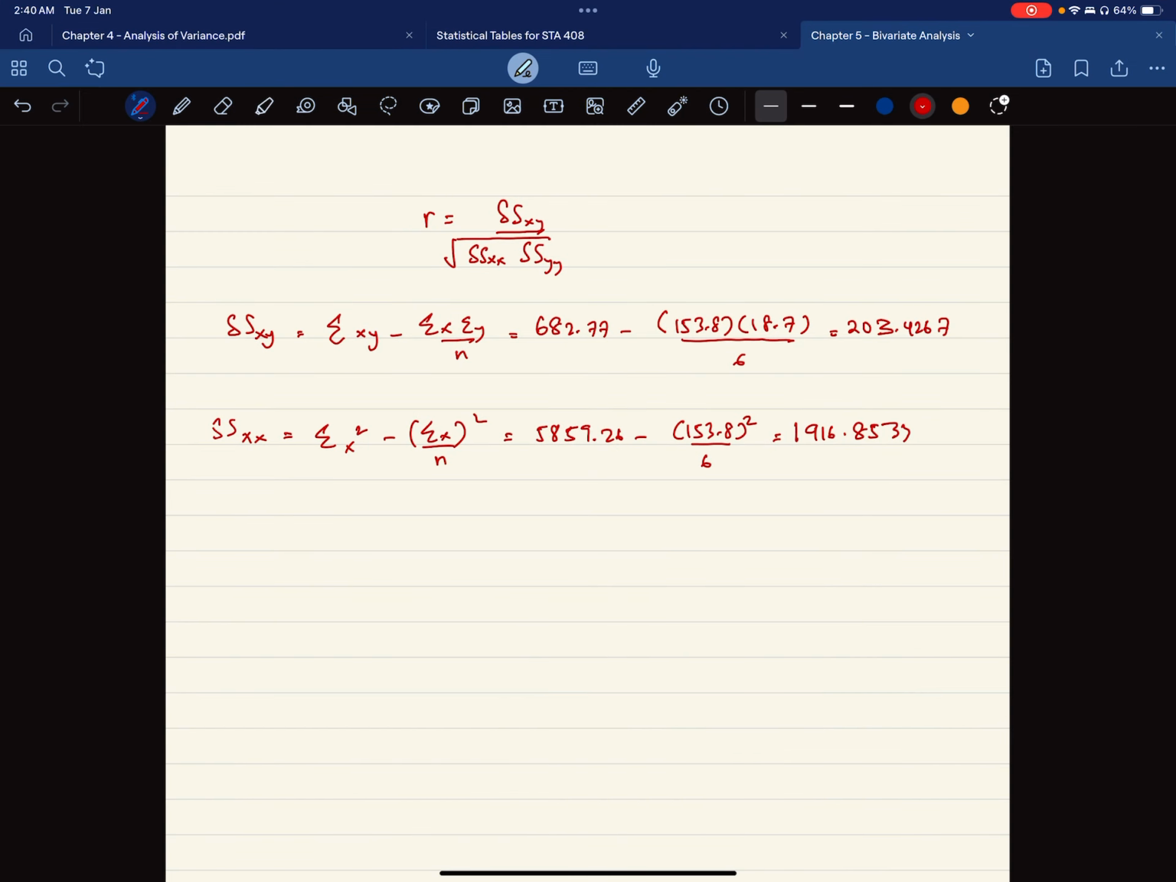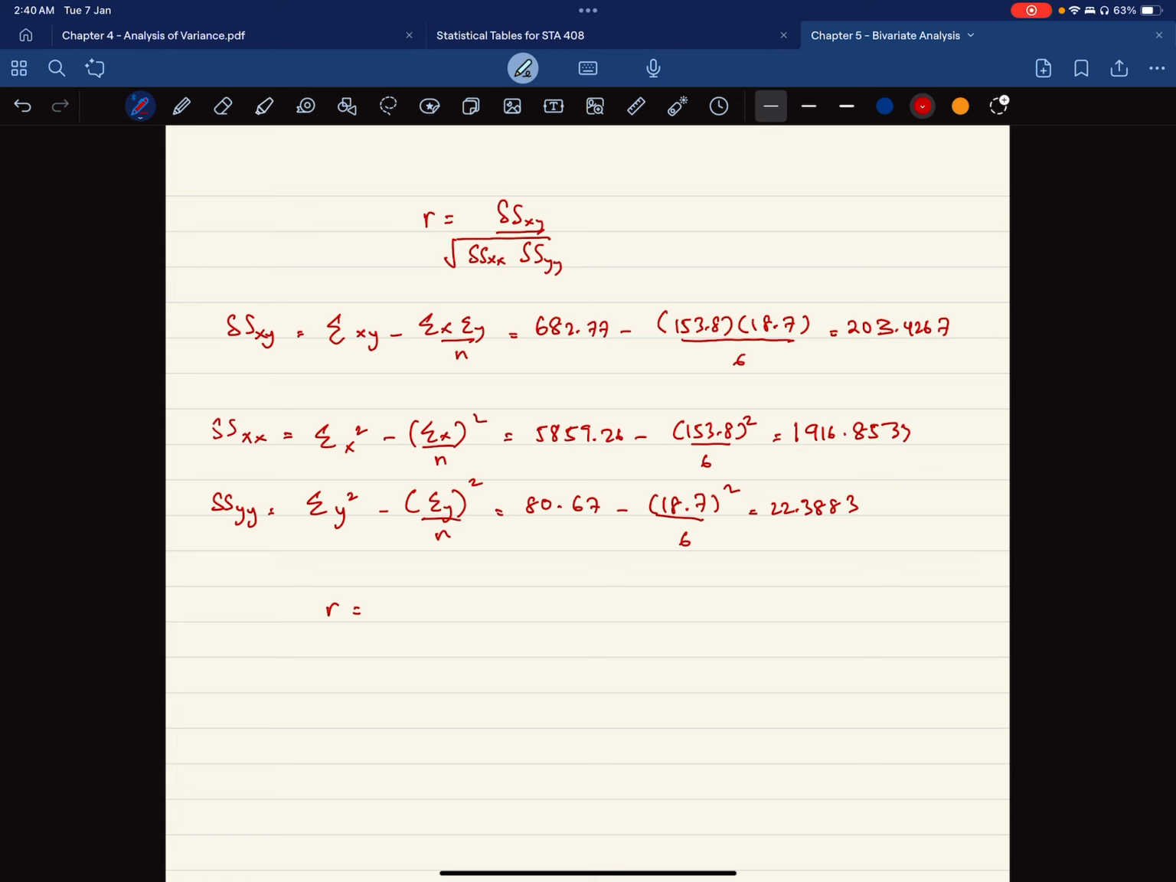And then you calculate the SSYY: summation of y squared minus summation of y, squared, over n. Make sure you don't confuse summation of y squared and summation of y, squared. 80.67 minus 18.7 squared over 6. You will get 2.3883.